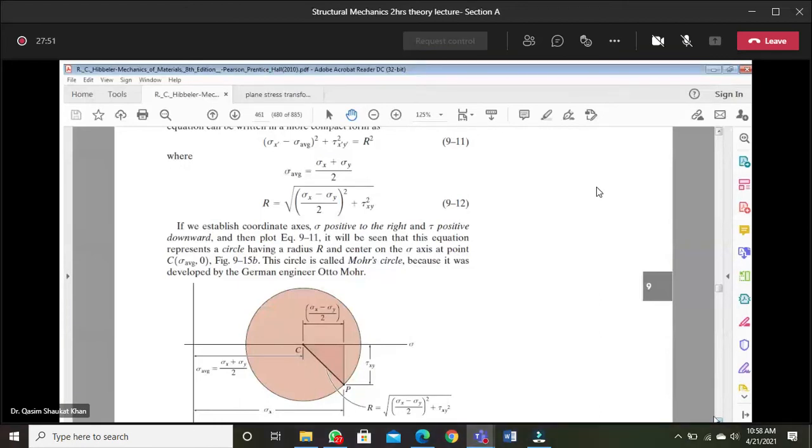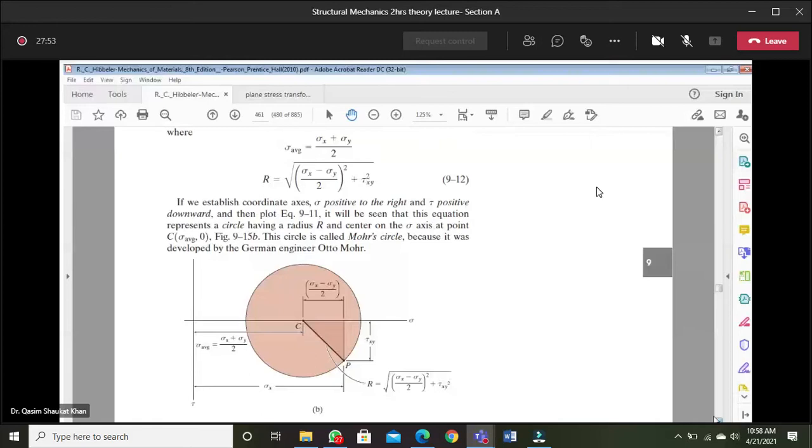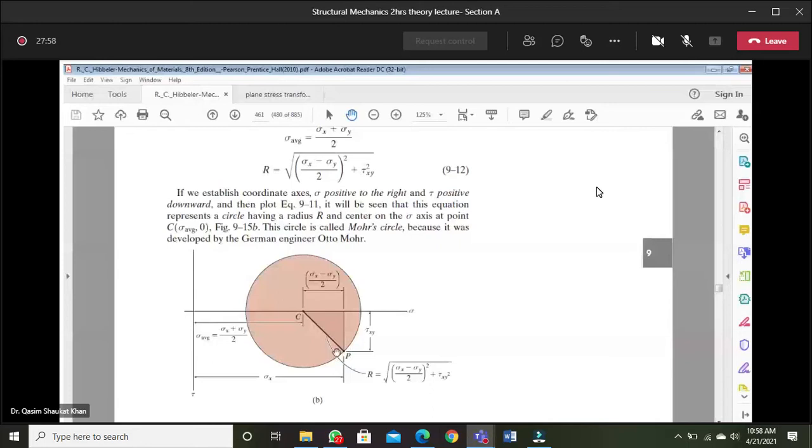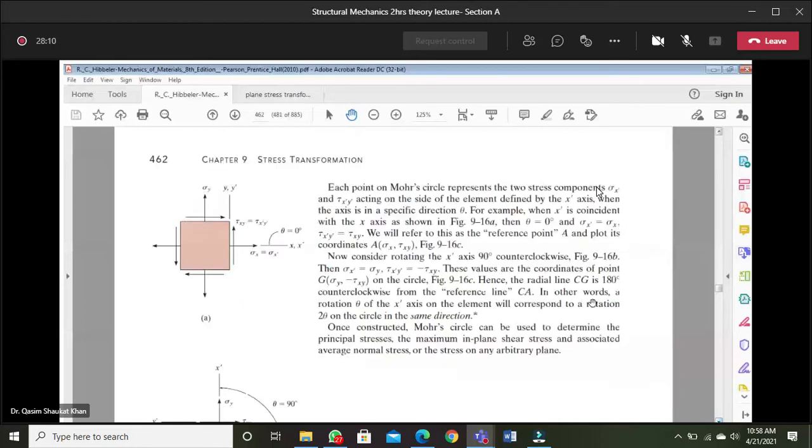Each point on the Mohr circle represents two stress components. Each point on the Mohr circle will have a specific value of shear stress. So each point on the Mohr circle represents the two stress components, that is sigma x dash and tau x dash y dash, acting on the side of the element defined by the x dash axis.